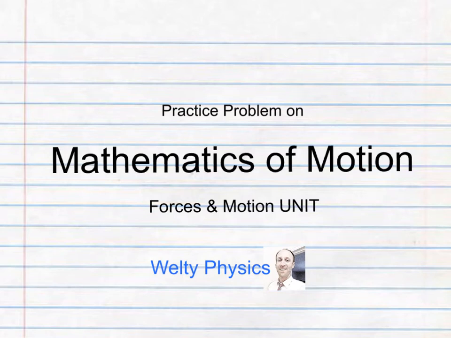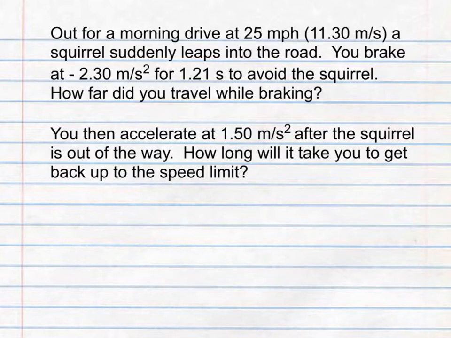Practice problem on mathematics of motion. Out for a morning drive at 25 miles per hour, which is 11.3 meters per second, a squirrel suddenly leaps into the road. You brake at negative 2.3 meters per second squared for 1.21 seconds to avoid the squirrel. How far did you travel while braking?